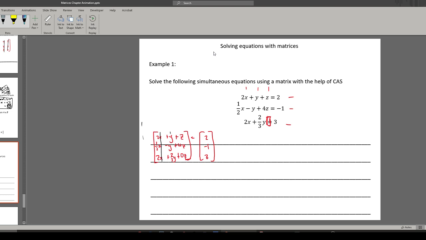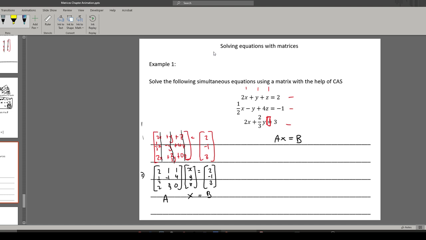Because all my variables are in line, I can say that's the same as the matrix 2, 1, 1, half, -1, 4, 2, 2 on 3, 0. So I'm just pulling out all the coefficients. Now I pull out my variables, equals 2, 3. We now have that Ax equals B.